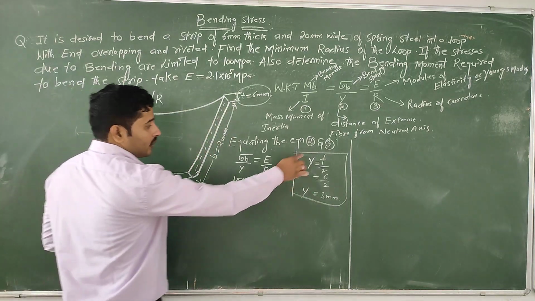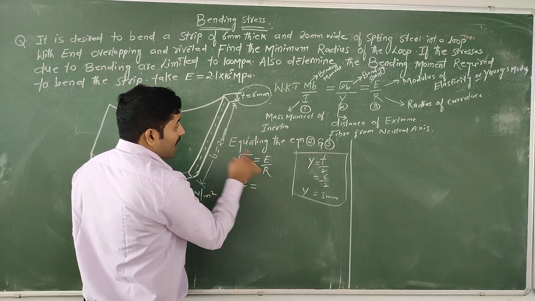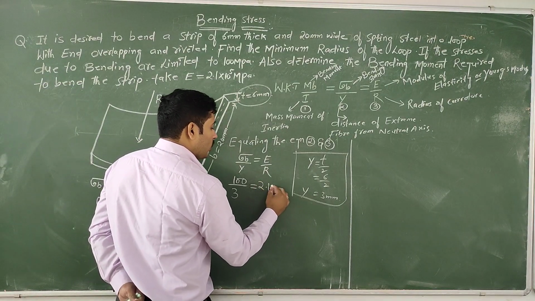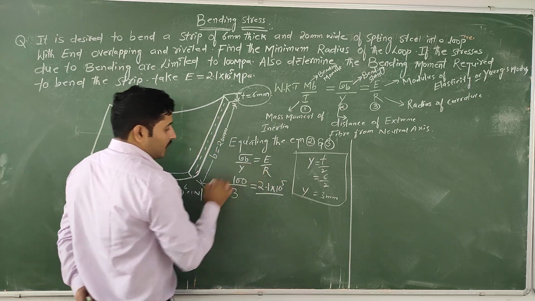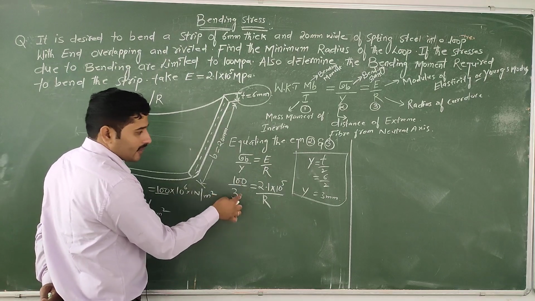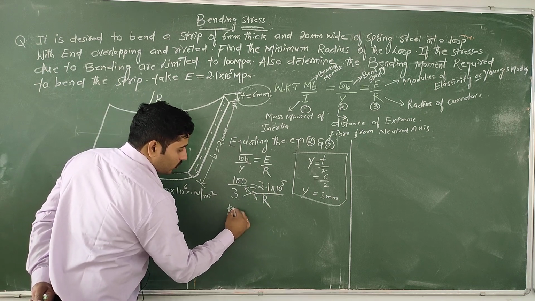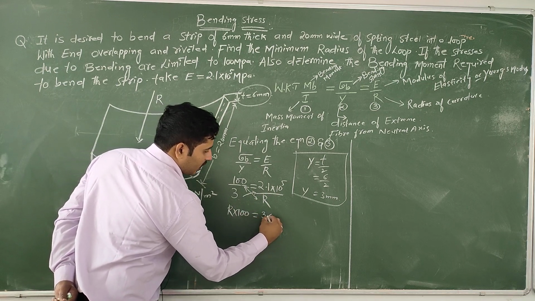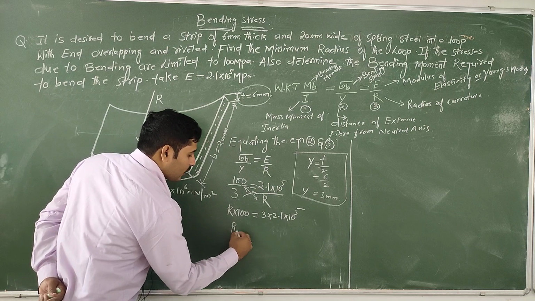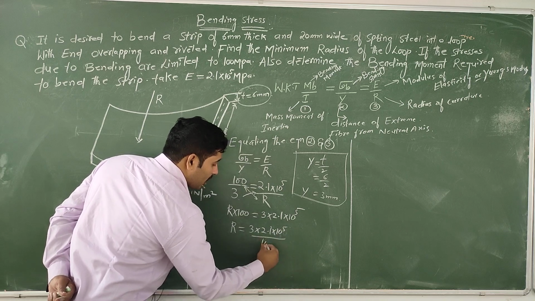So you have to write in the rough. The Y value is 3, equal to the E value, Young's modulus, which is given as 2.1 into 10 power of 5, by the radius of curvature we need to find out. You just cross multiply this term. R equal to 3 into 2.1 into 10 power of 5 by 100.